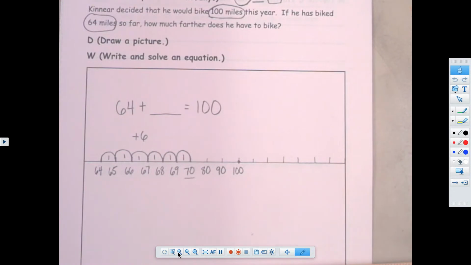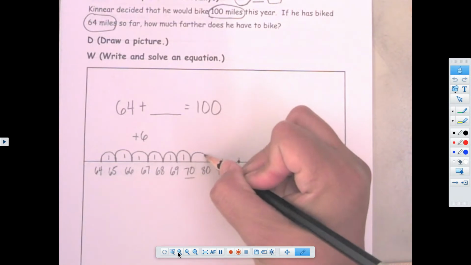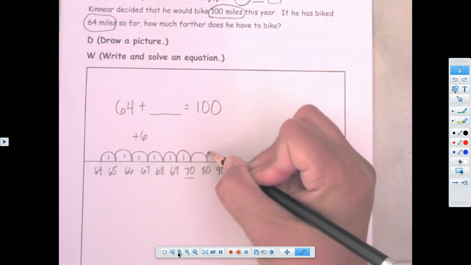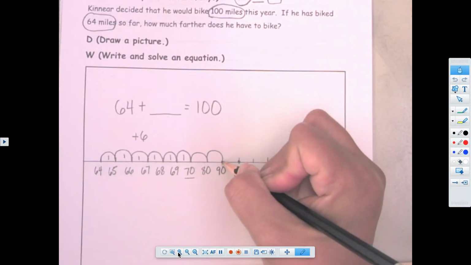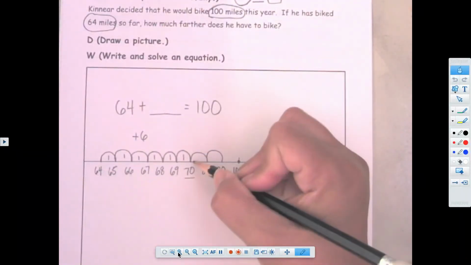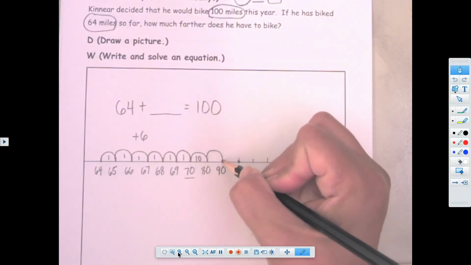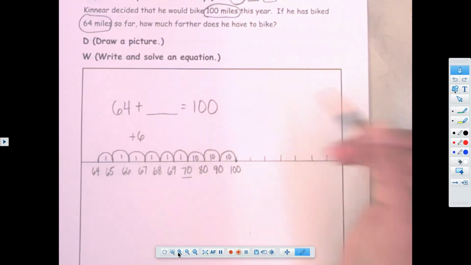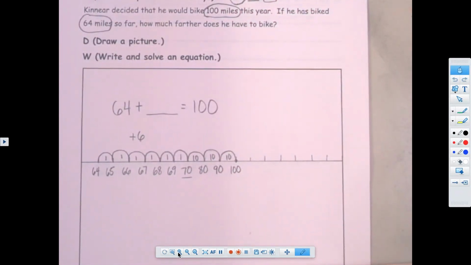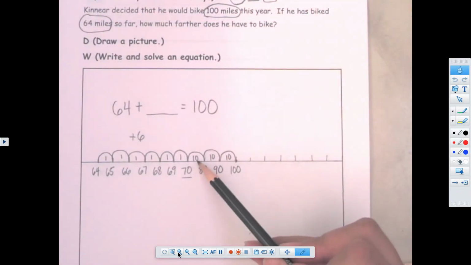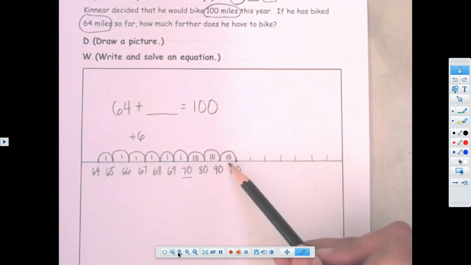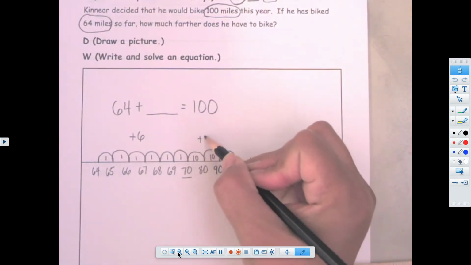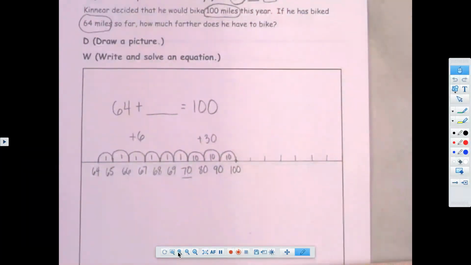Okay, and now let's do our little hops. Ready? Okay, let's do it. 1, so it's 10, 2, what? 20. Okay, let's do it again. 10, 20, 30. Okay, let's put those 10s in there. Let's count the 10s. Ready? Here we go. 10, 20, 30. Okay, put the plus 30 up here. Oh my goodness, I think you see it now.